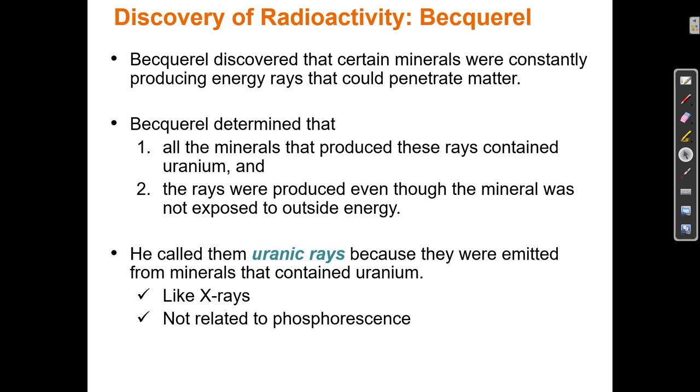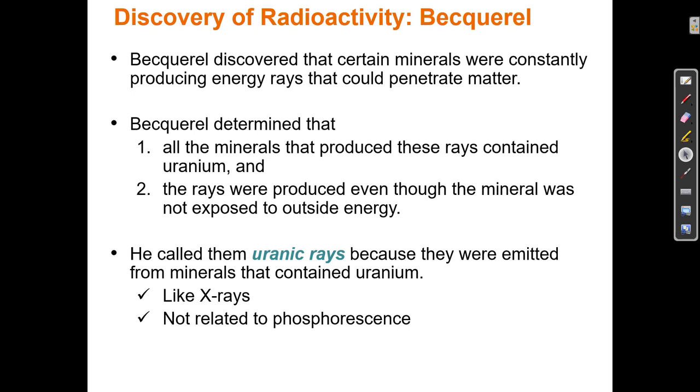So he called them uranic rays, because they were emitted from uranium, and these were similar to X-rays and not related to phosphorescence, which is another phenomenon that involves emitting visible light, where minerals essentially glow in the dark. Some minerals can receive energy from an outside source of light, like the sun, for example, and then when you take that mineral into a dark room, it glows in the dark.